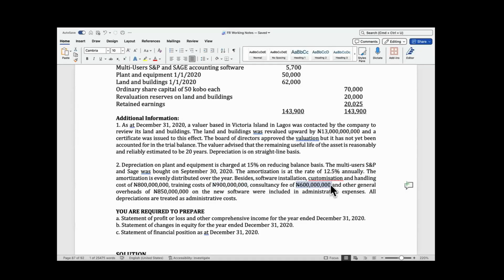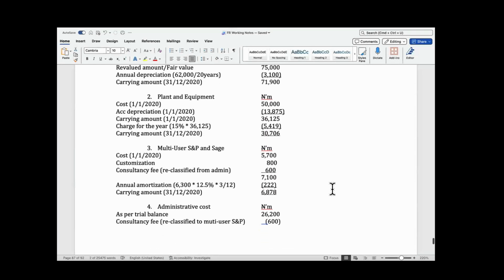Consultancy fee is similar to professional fee. That should not be in admin. It should be capitalized. Training cost is okay to be in admin because it's expensed. General overhead is okay to be in admin, so it's fine. So the ones we need to remove from administrative expenses are this customization of 800 and this consultancy fee of 600. They need to be removed from admin and added to the multi-user S&P Sage software, which is what we did. So I added this customization and consultancy fee to the cost of the asset.